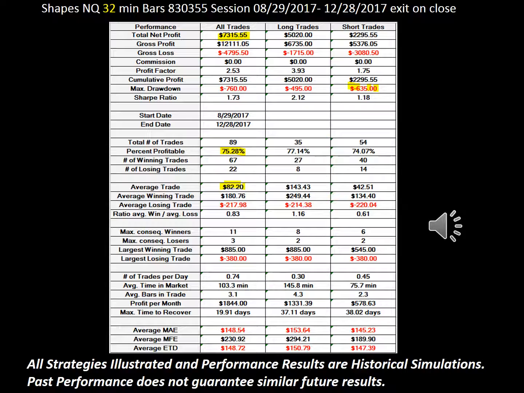Well, the next one in Ninja we're looking at is shapes on the NASDAQ on a 32-minute bar. We'll show over this period of time making $7,300 in the simulation, 75% right. Average trade size is decent, $82.20. Drawdown $635. Of the Ninja stuff, this is my favorite. Makes sense, I guess, because that's what I'm trading with my razor.